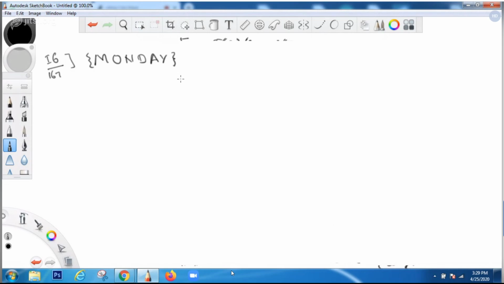So 6 letters are there, but no vowel occupies an even place. The condition is that no vowel is in an even place. Where should the vowels go then? Only in odd places. This is place number 1, place number 2, place number 3, place number 4, 5, 6.